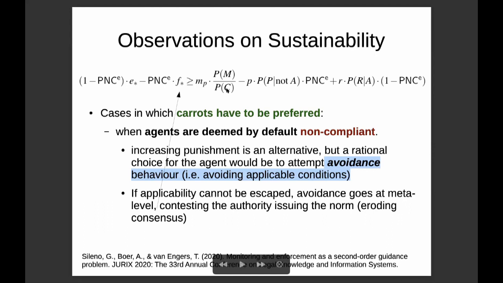If applicability cannot be escaped, avoidance goes at meta level, contesting the authority, and thus typically having an effect on the collectivity. This is not captured here as F star was presented as constant, but it is one of the possible functional dependencies that can be captured with richer models. Now, returning to an informal level, let us reconsider the cyber attack scenario.